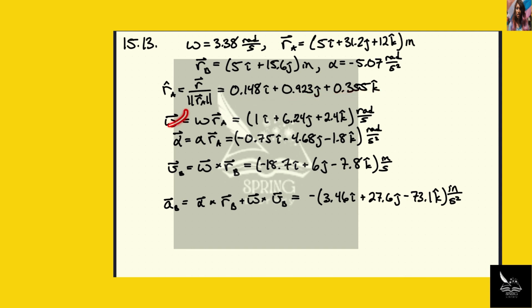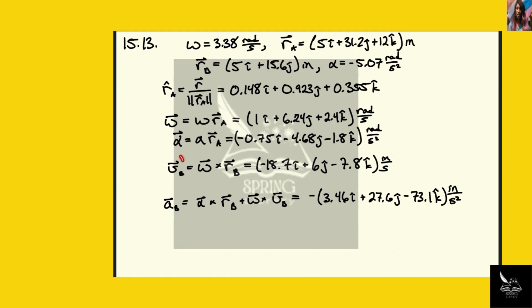So the angular velocity vector is just the angular velocity times that unit vector in that direction. The angular acceleration vector is just the angular acceleration in that direction. So we can calculate those. Again, they're a little different than before because the angular velocity is different, and now we have an angular acceleration, so obviously this isn't going to be 0 anymore.